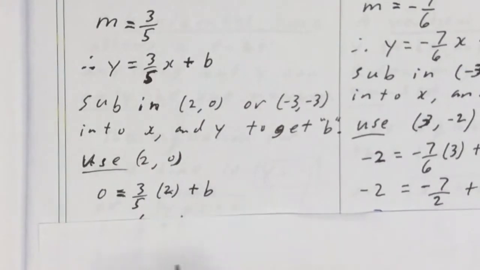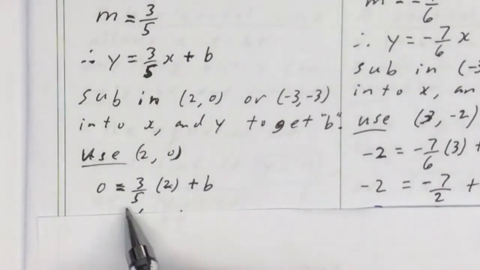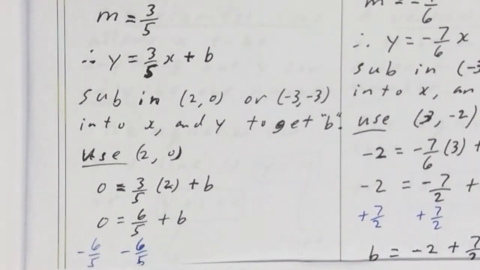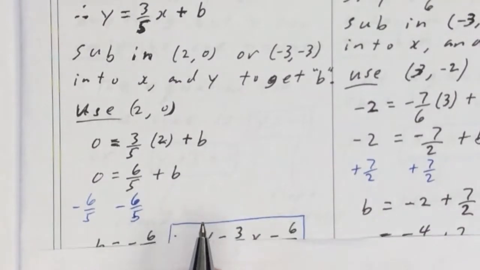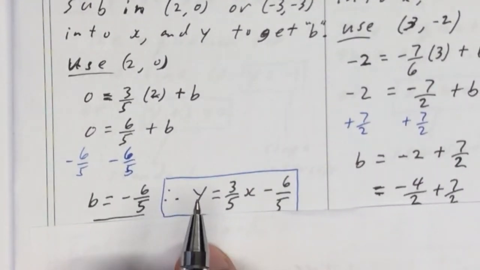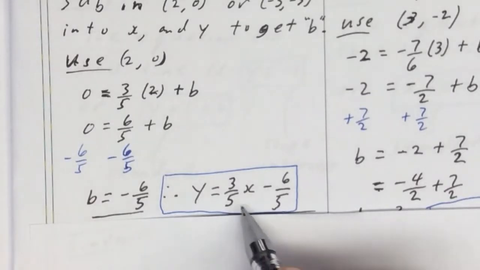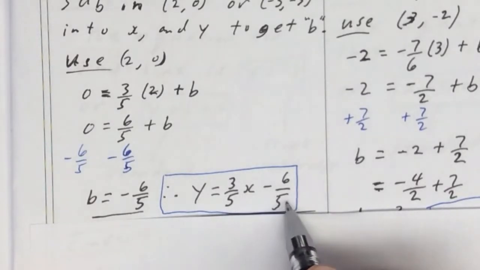So plugging in 2, 0, we've got this. 2 is for x, 0 is for y. Now you solve for b. Okay? And b is nicely negative 6 over 5. And the slope-intercept equation is 3 over 5x minus 6 over 5 equals y.